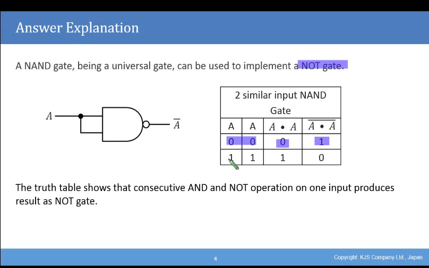However, if our inputs are both 1, so A is equal to 1, A and A is equal to 1, so A and A knotted is equal to 0. So again we've managed to invert our input to become the inversion. The truth table shows that the consecutive AND and NOT operation in one input produces the result of a NOT gate. This can be used to analyse our circuit on the previous slide.